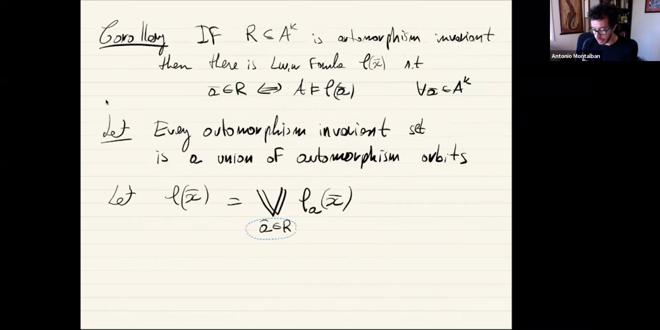Right, so now everybody that is in R is going to satisfy one of these formulas, namely the one that corresponds to itself. And if you're not in R, then you're not automorphic to any of these tuples, so you don't satisfy any of these formulas. So this disjunction is just saying take the union of all the orbits of all the elements of R. And that's a formula that is true only about the things in R. Make sense? Cool.